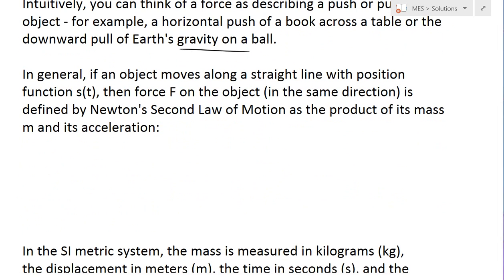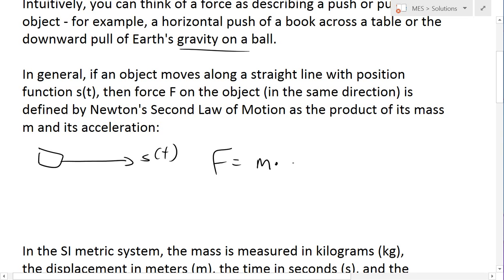And in general, if an object moves along a straight line with position function s of t, for example, you have an object here and it's moving like this, but at different times you're going to be at a different position, and it depends on time. So this is s of t right here. Then the force on the object in the same direction is defined by Newton's second law of motion as the product of its mass and its acceleration. So force equals mass times acceleration.